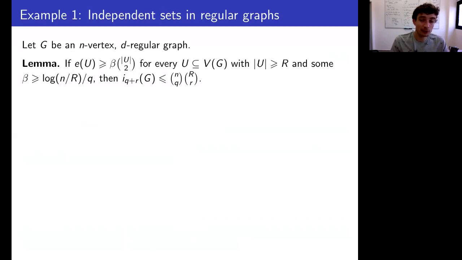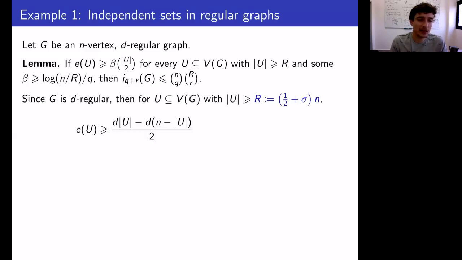And let's recall the statement of the lemma. The lemma says that if we manage to show that every set U of size at least R induces a graph of density beta, where beta is this quantity log n over R divided by Q, then we can bound the number of independent sets of size Q plus R by n choose Q times R choose R. And maybe the only mysterious thing is, how do we verify this condition that every set of vertices of a given size induces many edges?